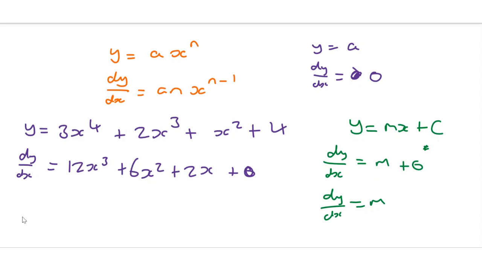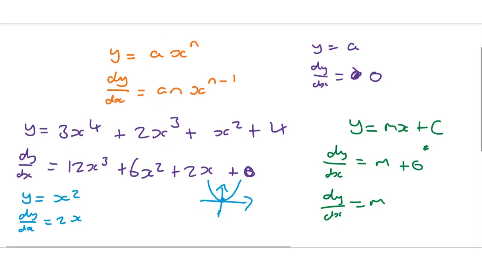So let's say, and we're going to introduce the notion of stationary points with the graph y is equal to x squared. This graph looks somewhat like this. And dy dx using the rule is equal to 2x. And we want to find the point at which the graph turns here. We know this is at 0, but we'll just do it using differentiation.